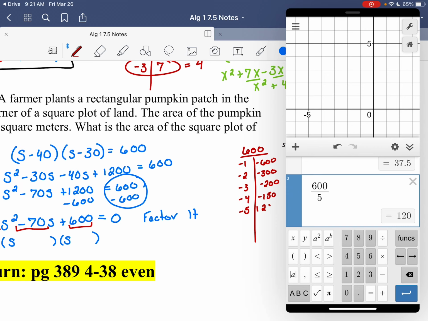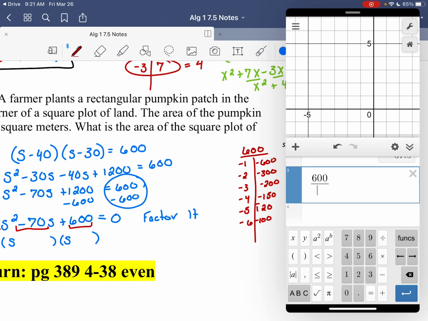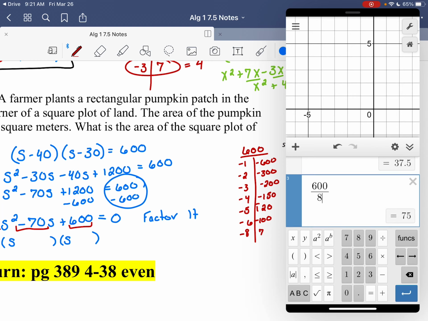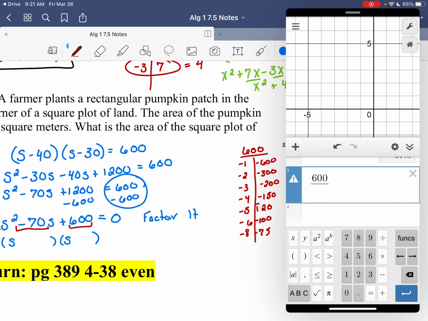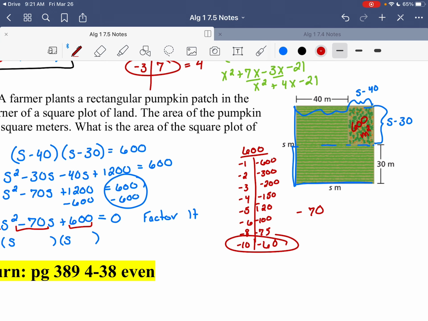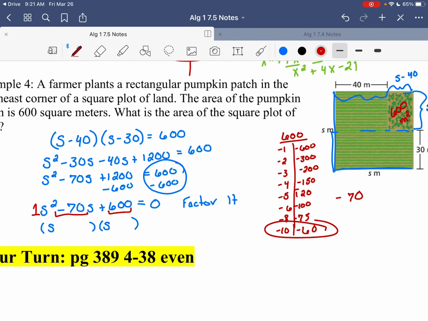Negative 5, negative 120. Nope. 6 and 100. Nope. 7, 8 and 75. Nope. 9, I don't think goes into it. We could try it. Does it go evenly? Nope. 10? 10 and 60. Ooh, I think I found it. Negative 10 and negative 60 gets me positive 600, and when I add them, it gets me negative 70. That one took a little while, but then we had a calculator. So S minus 10 times S minus 60 equals 0.